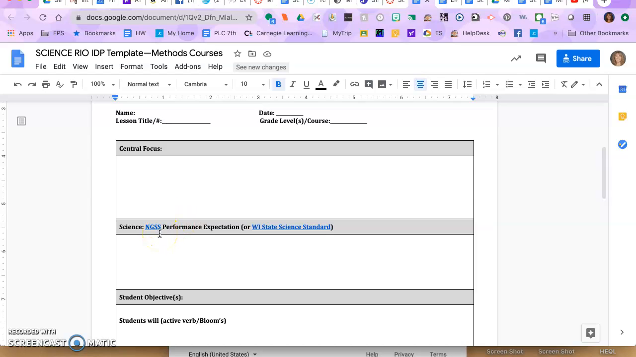I do have a link here to the Next Generation Science Standards, and also the Wisconsin State Science Standards, which, the Wisconsin standards were based off of NGSS, so they are very, very similar. I will be instructing you on how to use the NGSS. So again, these are your requirements. This is due the last day of class.